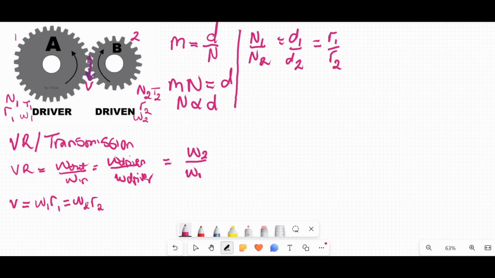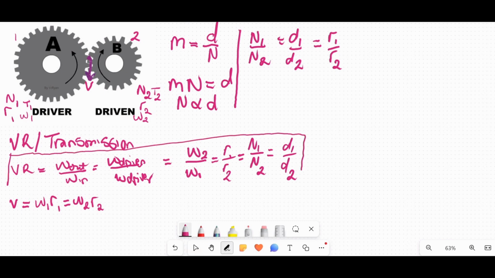That means omega 2 over omega 1, dividing both sides by omega 1, is equal to R1 over R2. And we know from here that this is directly proportional to the number of teeth. So this is also equal to N1 over N2. And if you're dealing with diameters, it's equal to D1 over D2. So there you have it. These are your relationships.